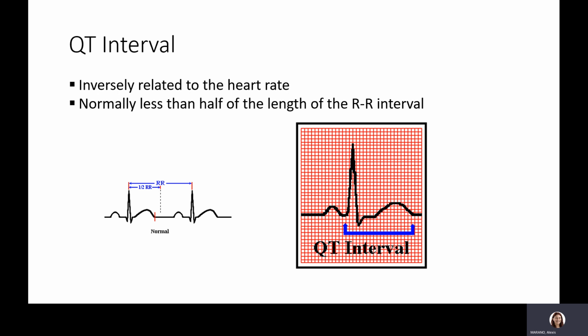We also want to be aware of the QT interval. This is inversely related to the heart rate. It's normally less than half of the length of the R to R interval.